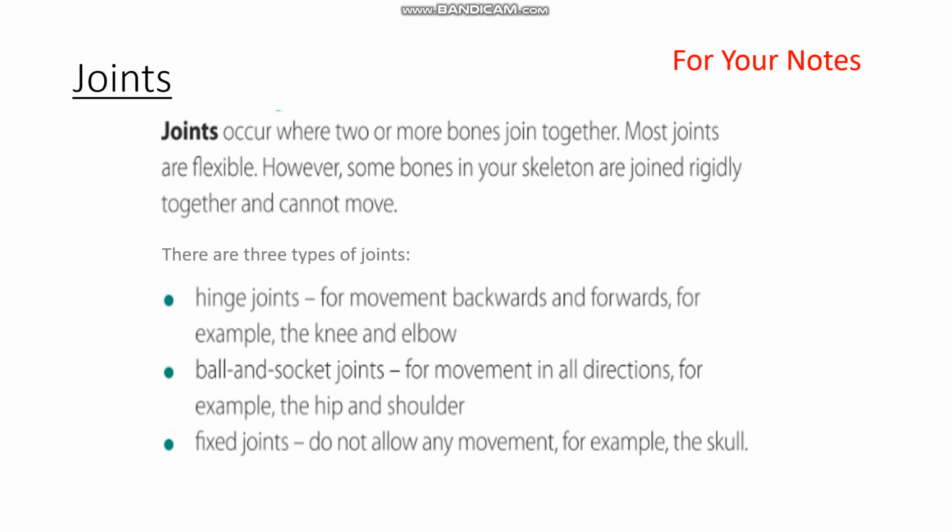And finally, fixed joints do not allow any movement at all, for example in the skull. As you may be aware, when a baby's born, there is an exposed part of the skull where the bone hasn't fully joined together. That will eventually fuse and you have what's called a fixed joint. Could you pause the video now and make sure that you've got that written down into your notes?